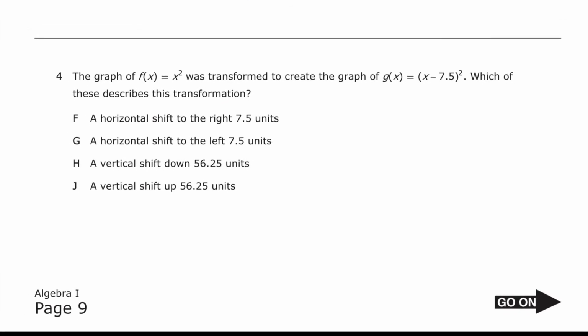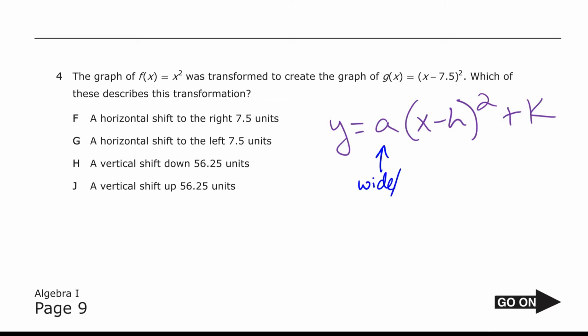We have transformations. We know that the vertex form of a line, y is equal to a x minus h squared plus k. The number at the beginning makes it wide or narrow. Remember, if it is a fraction or some number less than 1, it makes it wider. If it's a whole number or any number greater than 1, it makes it narrow. We're talking about how wide the parabola is.